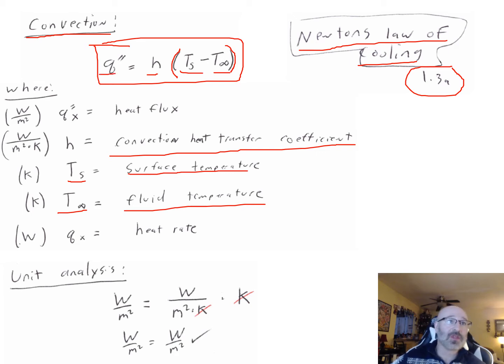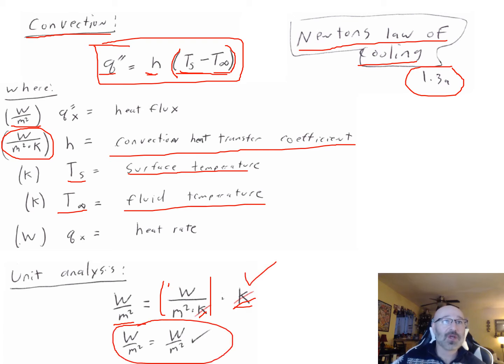We can say, okay, the units for heat flux again are watts per meter squared. Our h value has units of watts per meter squared times Kelvin. And our last term, T_s minus T_infinity, is going to have units of Kelvin for temperature. Our Kelvin cancels with our Kelvin, and what we can see is we have watts per meter squared equal to watts per meter squared. This double checks out. So this equation does give us the right units for heat flux.